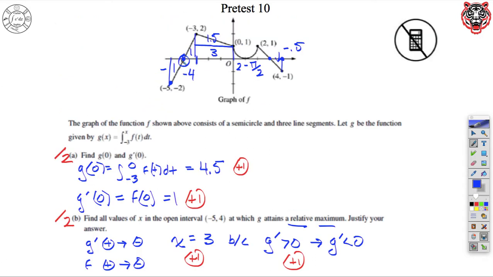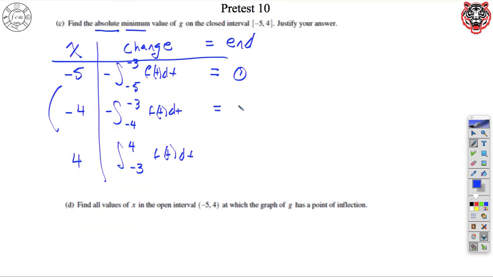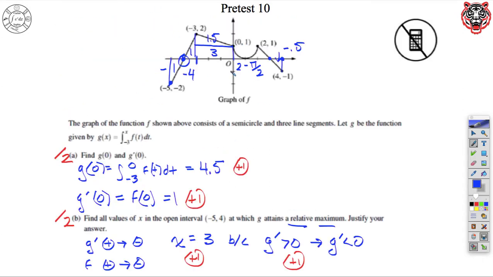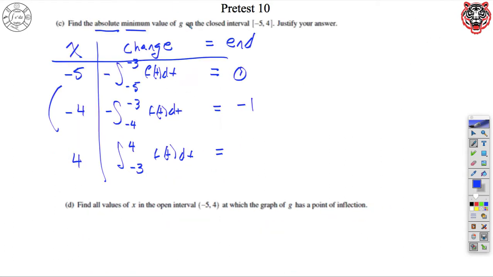So what about from -4 to -3? From this point right here to -3 is just 1, and then I need to make it a negative from this side, so it's actually a -1. And then from -3 to 4, I'm adding up all this 4.5 and all this 2 minus pi over 2. So my final answer is going to be 4.5, and then we needed to add the 2 minus pi over 2, and that simplifies to just 6.5 minus pi over 2.